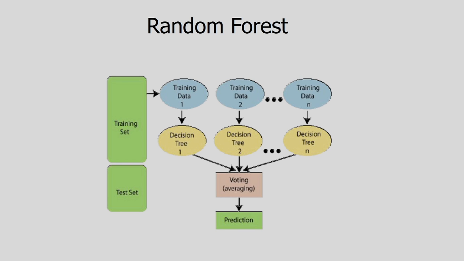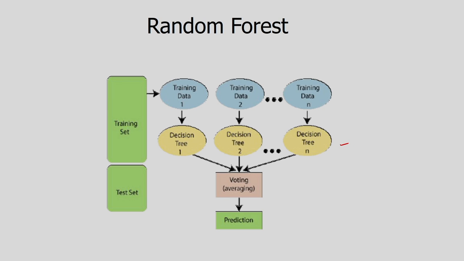Now let us discuss one important concept, that is the random forest classifier, and this concept is based on bagging. This concept I have already explained in one of my classes. Here you can see I have the training data set, and from this training data set I am obtaining training data set 1, training data set 2, training data set n. All these training data sets I am obtaining. After this I am considering the decision trees: decision tree 1, decision tree 2, decision tree n.